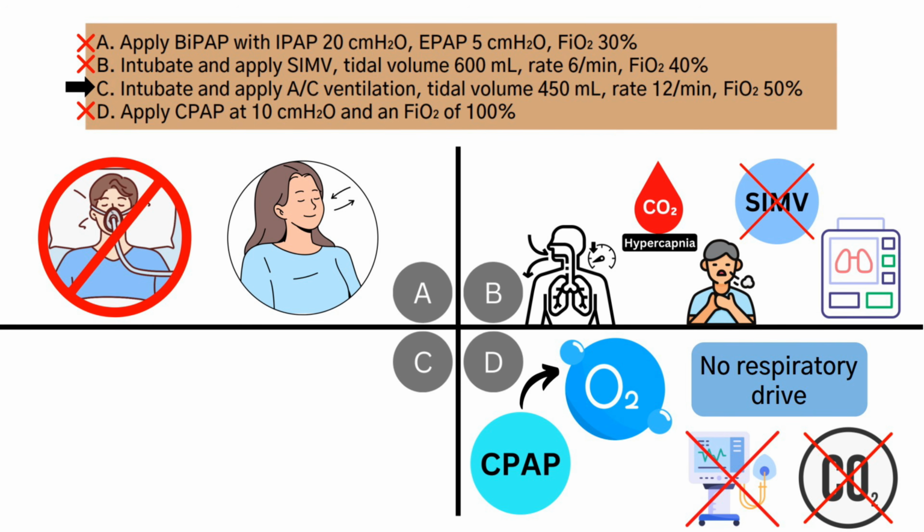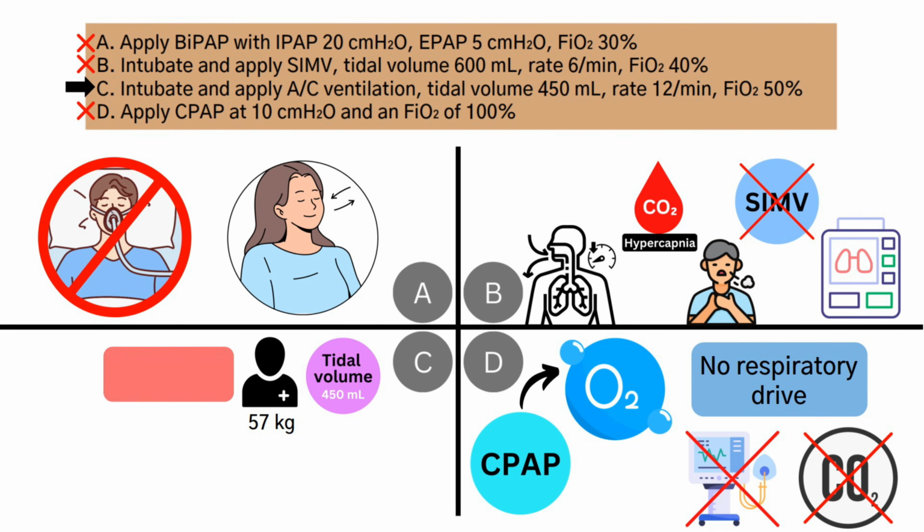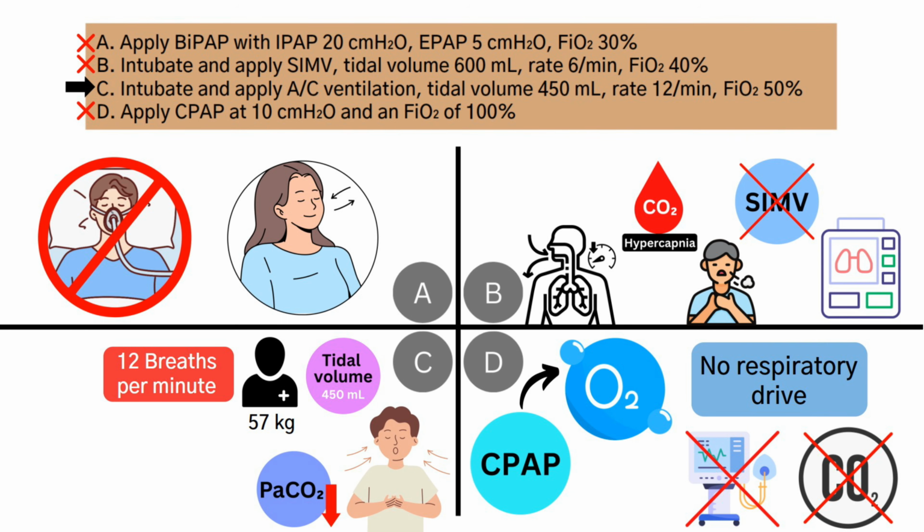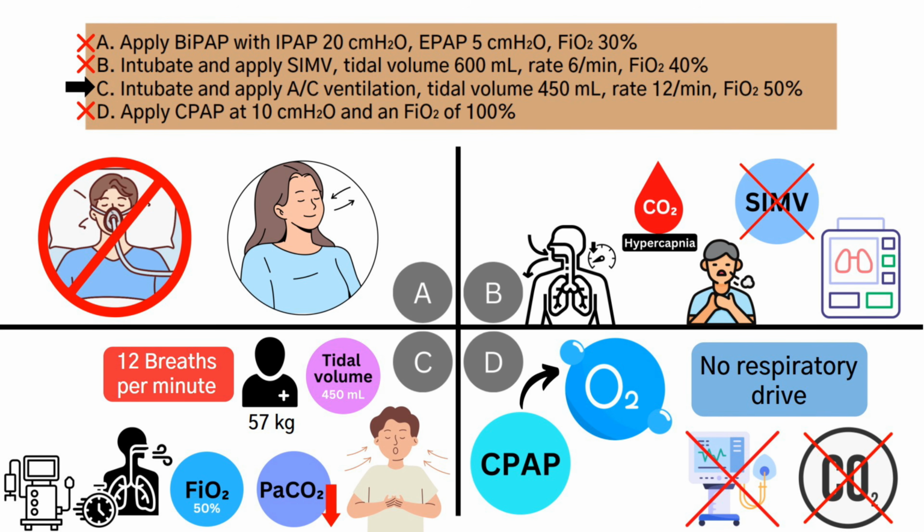The recommended initial settings would be a tidal volume of 450 milliliters, which is appropriate for this patient's ideal body weight of 57 kilograms, a rate of 12 breaths per minute to ensure adequate ventilation and lower the PaCO₂, and an FiO2 of 50% to correct the excessive oxygenation. This provides full ventilatory support, which is exactly what an unconscious apneic patient requires. The correct answer is C. Intubate and apply assist control ventilation with a tidal volume of 450 milliliters, rate of 12 breaths per minute, and an FiO2 of 50%.